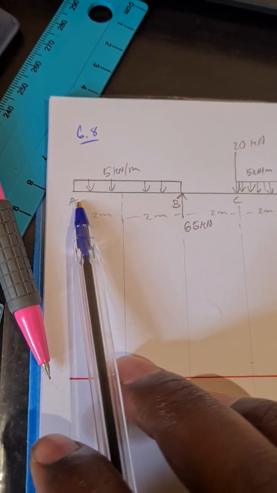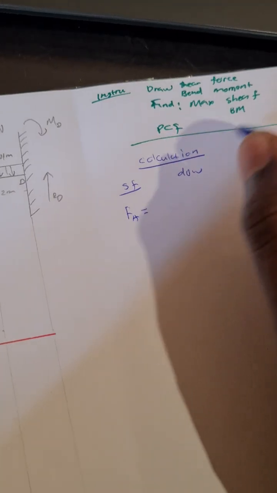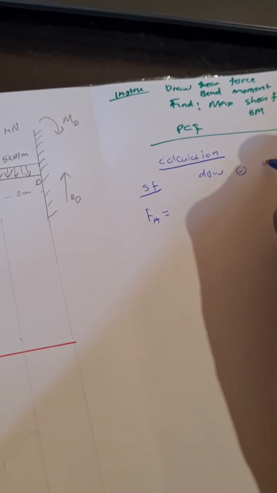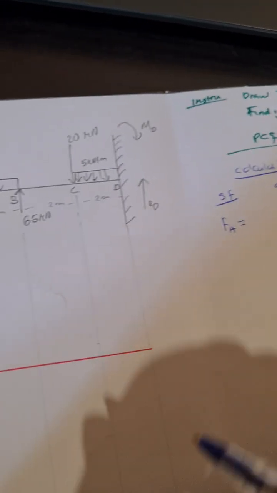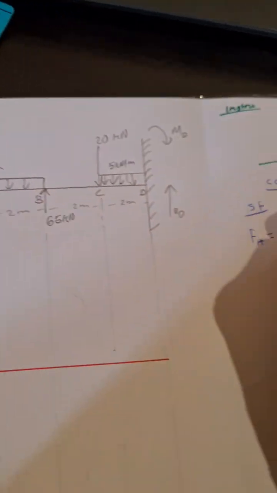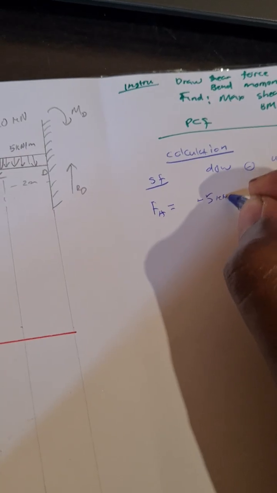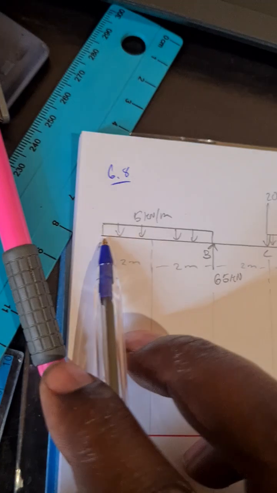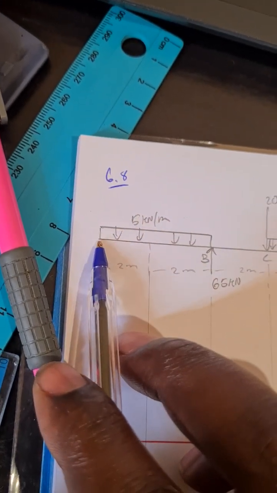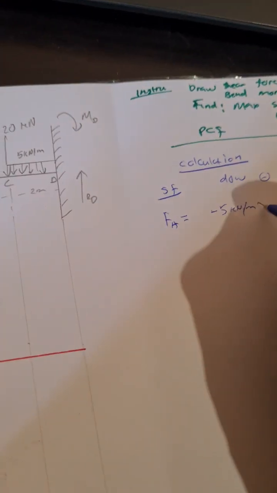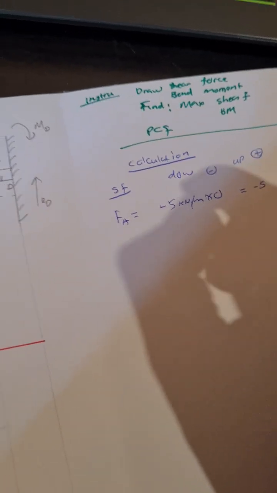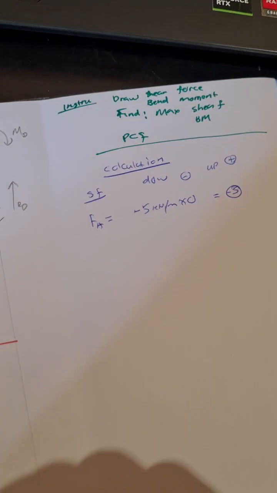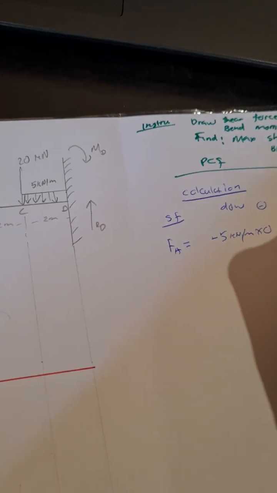So for example, let's look at it. What is the force at A? Remember, down is negative, up is positive. So we have minus 5 because it's going down, kilonewton per meter. This is a UDL. What is the distance when you are starting from here? What is the distance at A? Times 0, which is equal to minus 5, equal to 0, I mean. So yeah, this is 0.